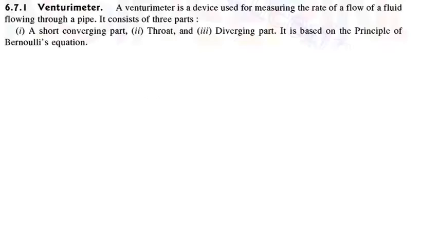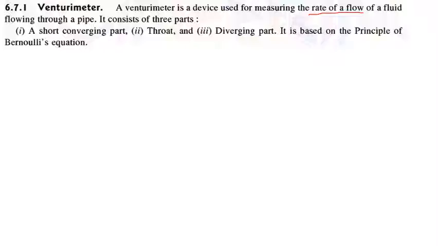This video explains one application of the Bernoulli's equation, that is the Venturimeter. Let's start. So Venturimeter is a device used for measuring the rate of flow of a fluid flowing through a pipe. So rate of flow is measured by Venturimeter.